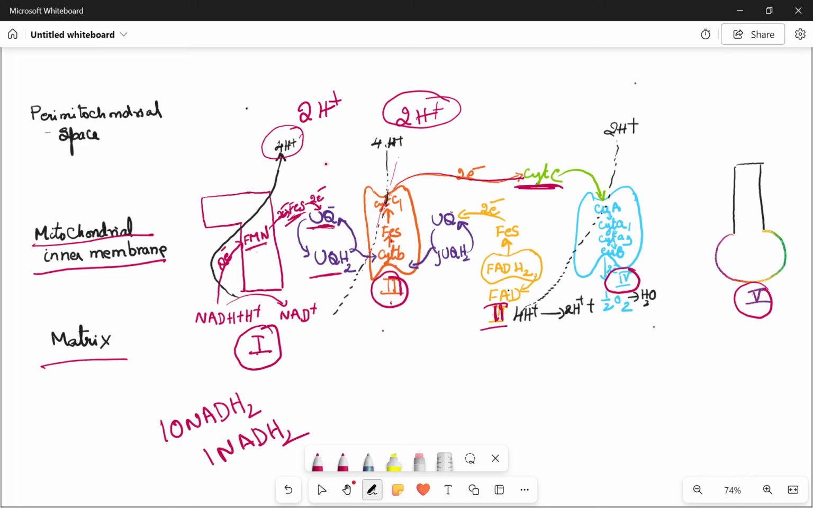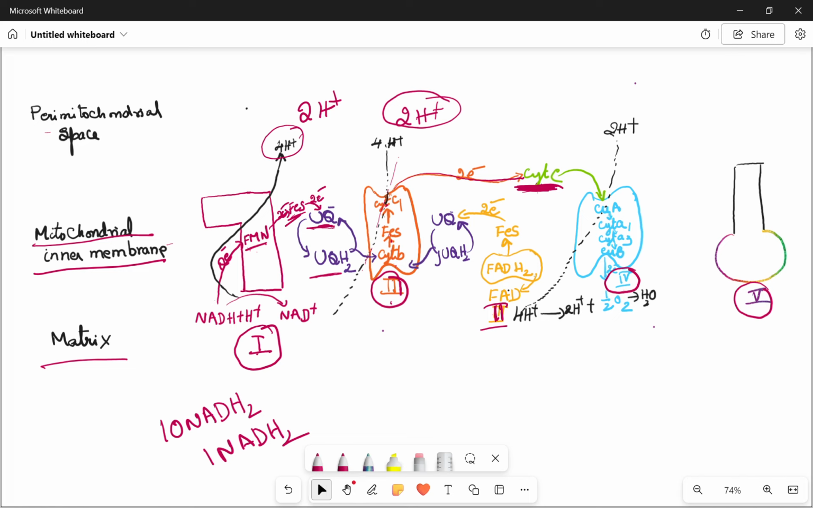Now, where are the electrons now? In the cytochrome C. What is cytochrome C? A mobile electron carrier. Where is it present? Cytochrome C is towards the outer surface of the inner mitochondrial membrane. Outer surface, this one, and this is the inner surface.